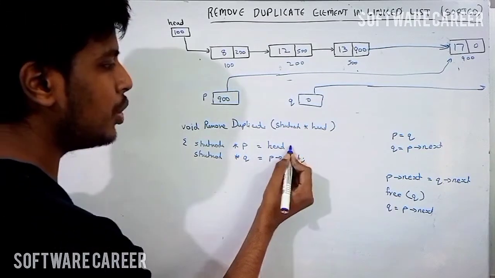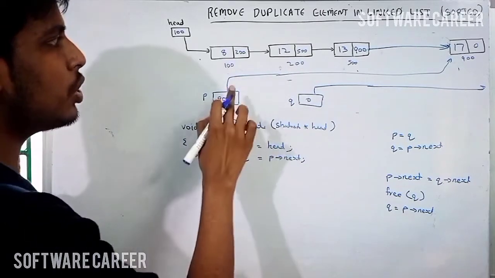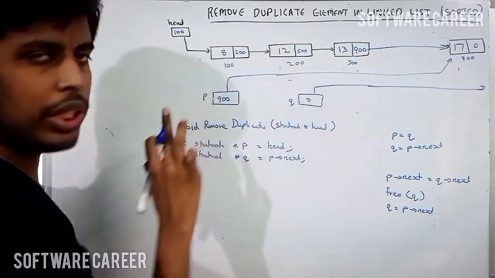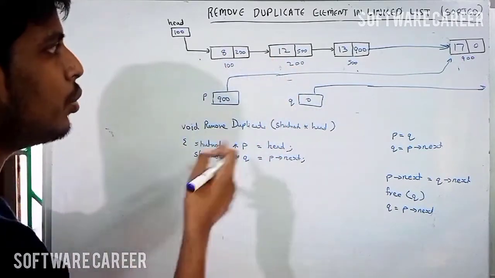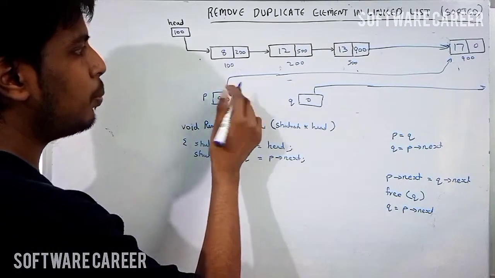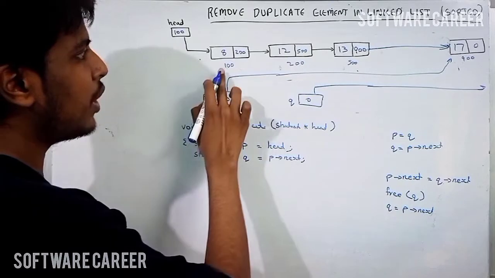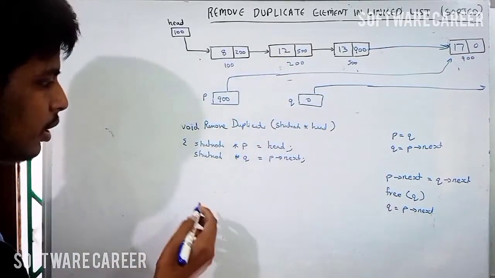Now see, now you have created two pointers pointing towards the first node and second node. Now what should you check? First you check whether the data elements present in P and Q are equal or not. These 8 and 12, you check whether they are equal or not. So how can you access them? Your P is pointing to 100, Q is pointing to 200 at starting. So you should find P data and Q data and check whether they are equal or not. So I am writing that condition. See here.